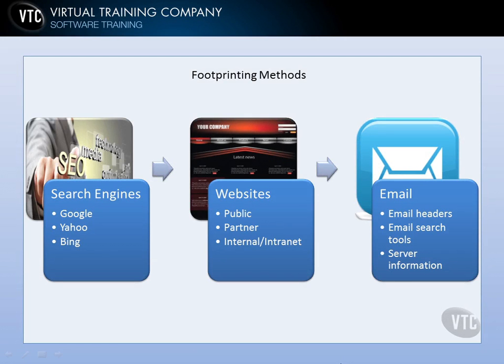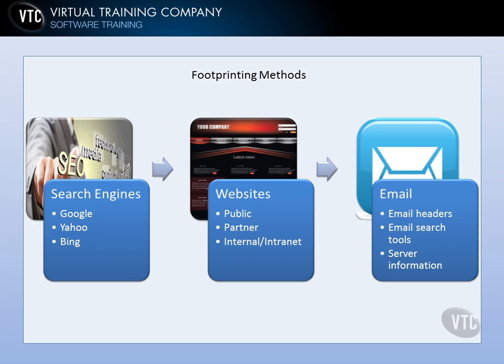Now let's discuss some of the footprinting methods available to us that we can use to gather some of this information we've been talking about. Your first method is probably the most common, and it's probably what you'll start with first, and that's the search engine. You can use your favorite search engine, whether that's Google, Yahoo, Bing, whatever. As a matter of fact, it's probably a good idea to use multiple search engines simply because each one may return different results in a different order.